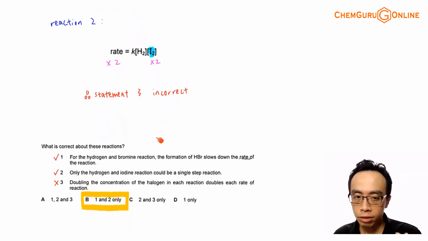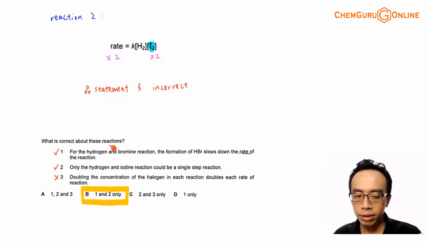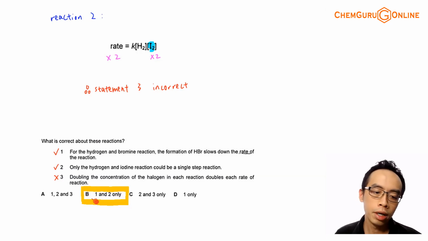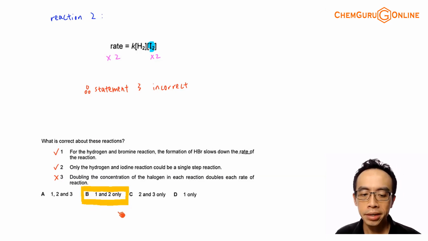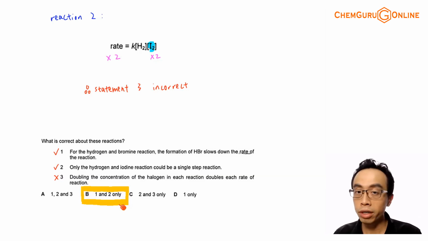Now, finally, let us run through the options. We know that statement number 1 is true. We know that statement number 2 is true. And we know that statement number 3 is not correct. So therefore, the answer to this question will be option B. Statement 1 and 2 only are correct. Alright, so that was the discussion involving this pretty interesting kinetics question because of a very complicated rate equation.